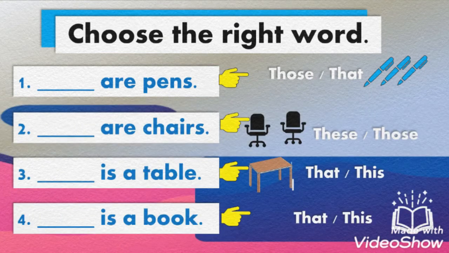We are going to choose the right word. We have 4 sentences. You have to choose between the 2 words in front of each sentence. Number 1 we have those and that, number 2 these and those, number 3 that and this, and the last one that and this. Think about singular and plural: if more than one, we call it plural; if one only, we call it singular.